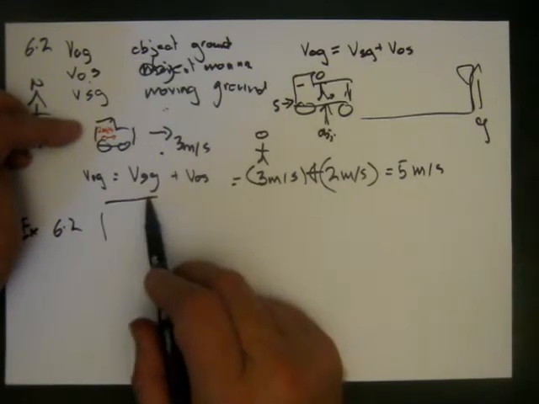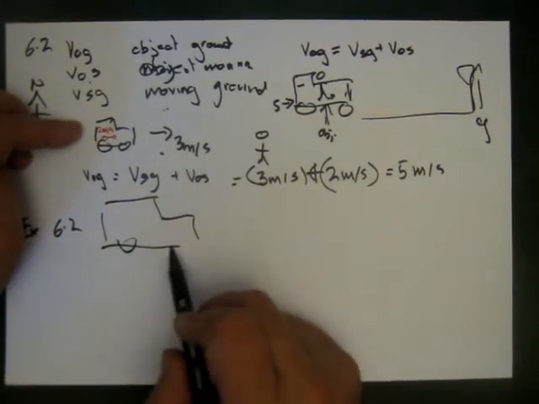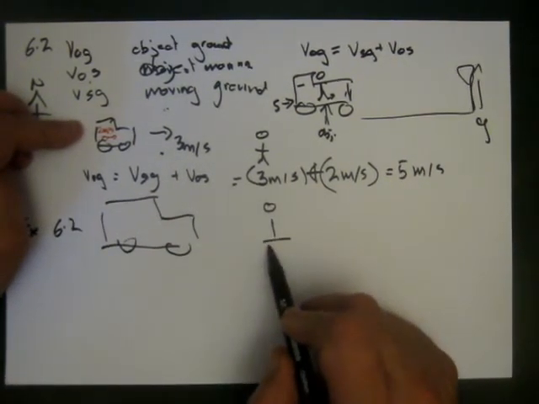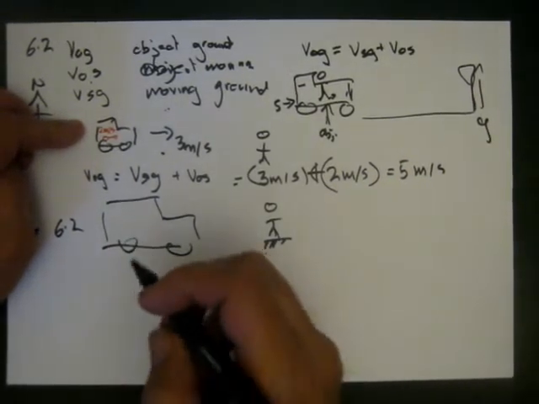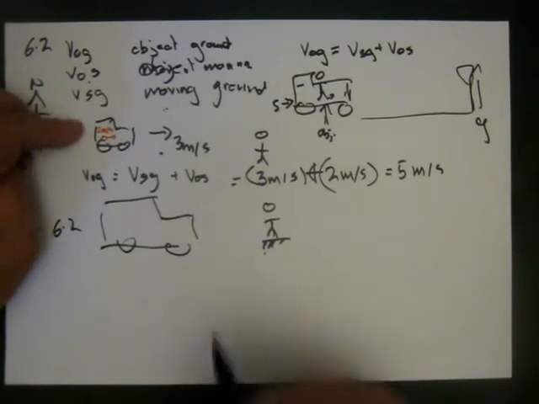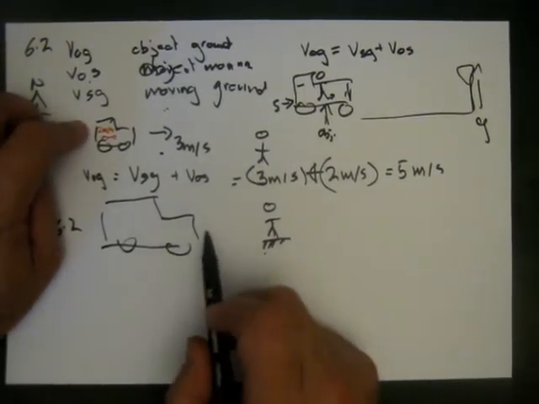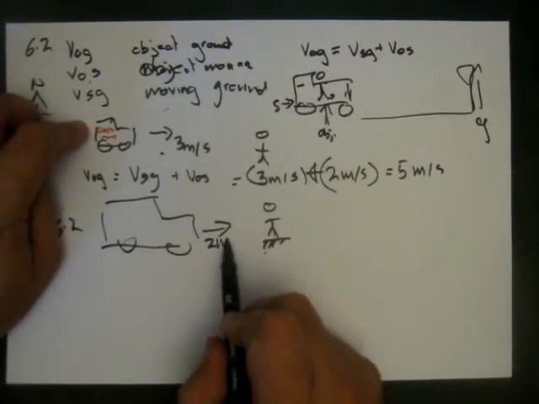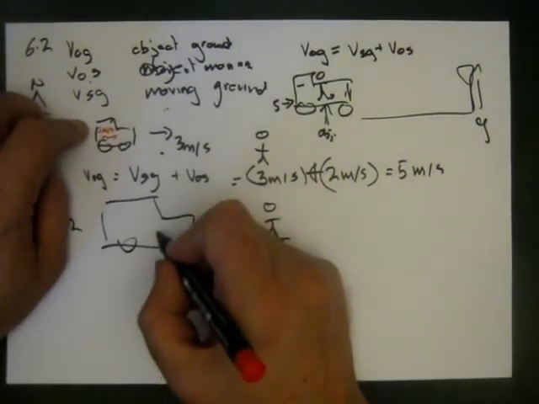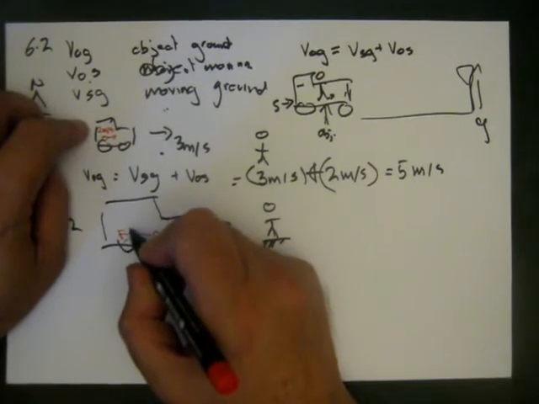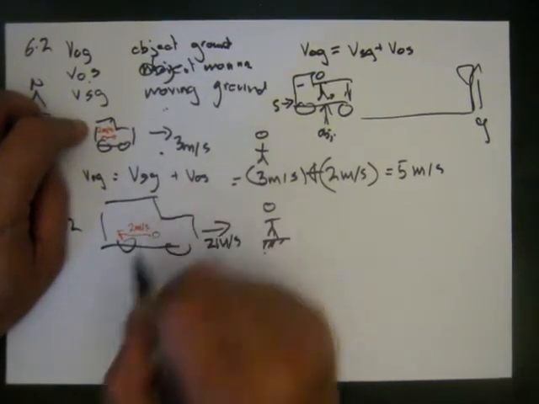So we've got the same thing. We've got a van. We've got me. I'm not going anywhere, so I'll put an earth sign in. And so now the van's doing 2 meters per second. And somebody rolls that ball backwards at 2 meters per second.